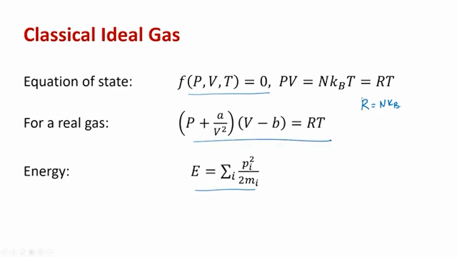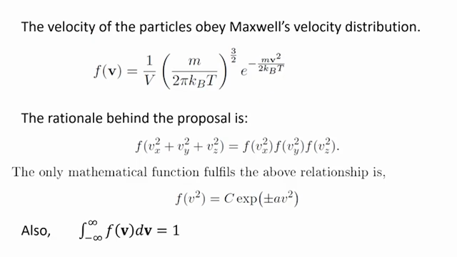So, what are the properties of this classical ideal gas? What can we learn from them as a thermodynamic system? What are the different thermodynamic parameters that one can derive out of this? In order to do that, we have to define what is called Maxwell's velocity distribution.